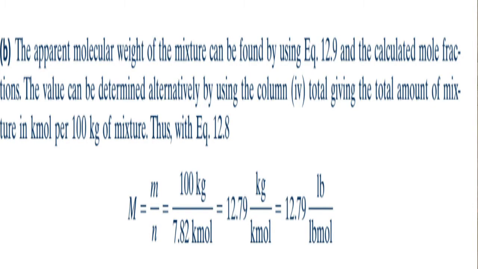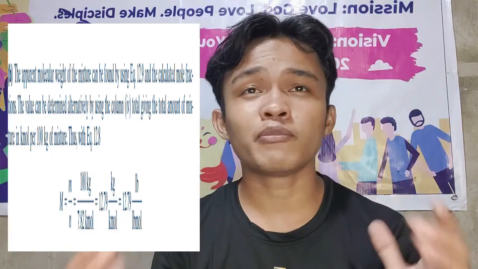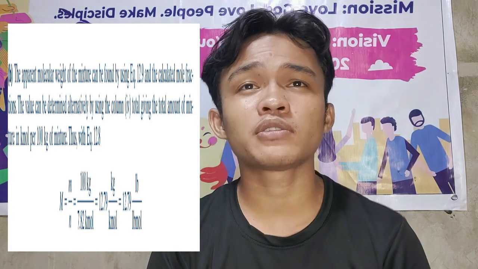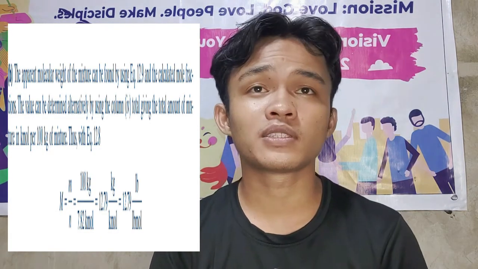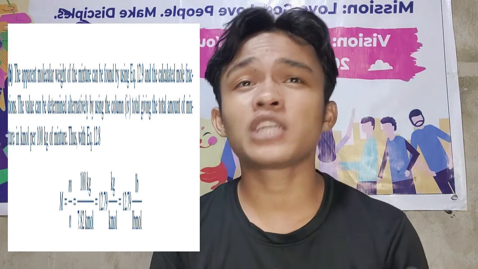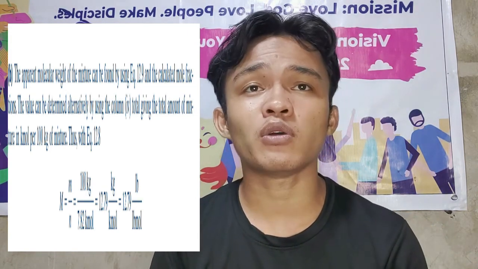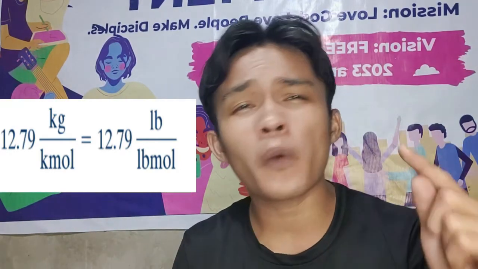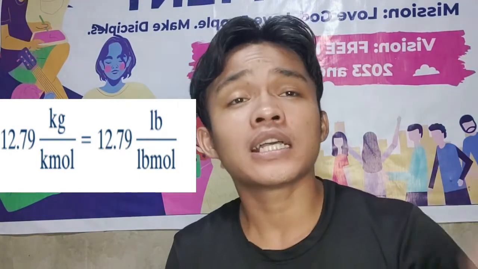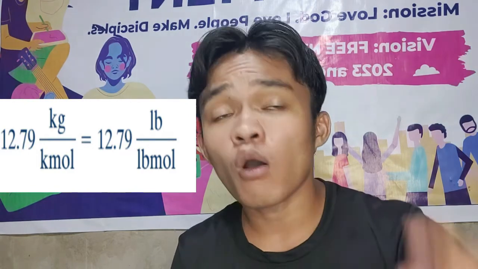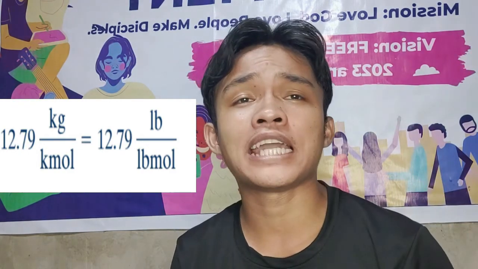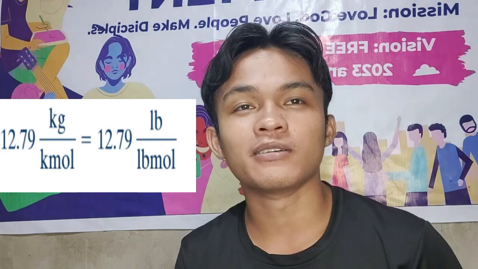In the calculated mole fractions, the value can be determined alternatively by using the column 4 total, giving the total amount of mixture in kmol per 100 kg of mixture. Thus, with equation 12.8, the molecular weight is equal to the mass over the number of moles. 100 kg divided by 7.82 kmol is equal to 12.79 kg per kmol or 12.79 pound mole.